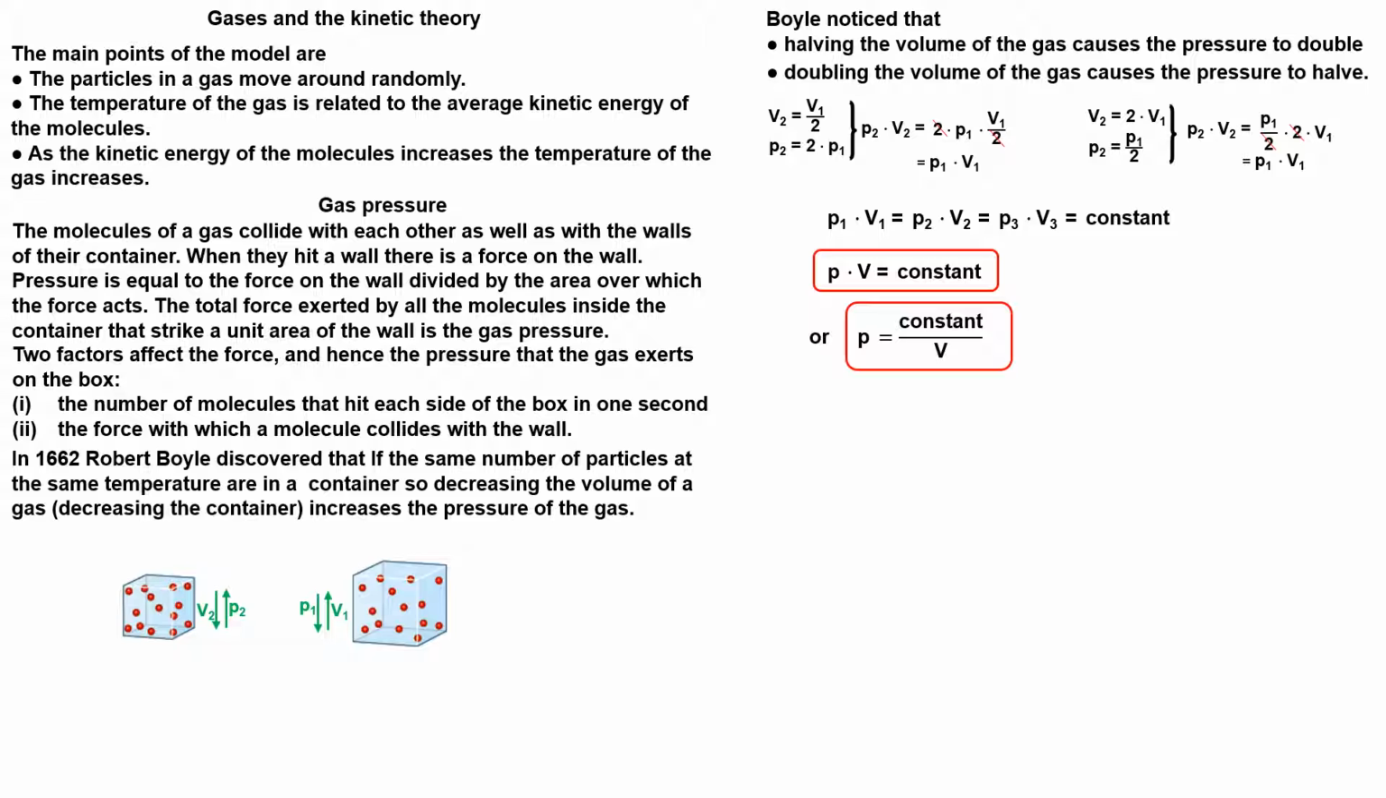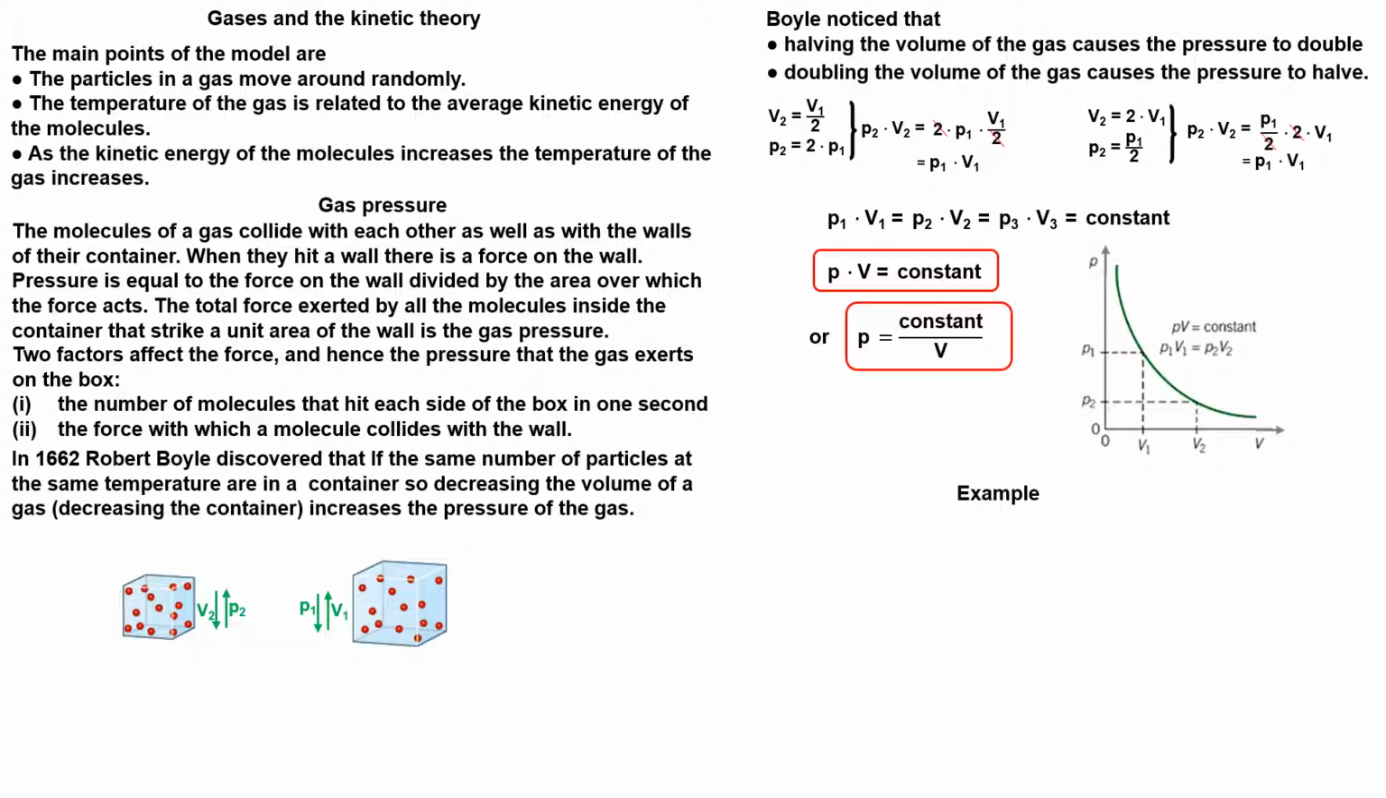By plotting the recorded values of pressure against volume, a curve like this is produced. This graph is called a hyperbola. Let's see how it works.